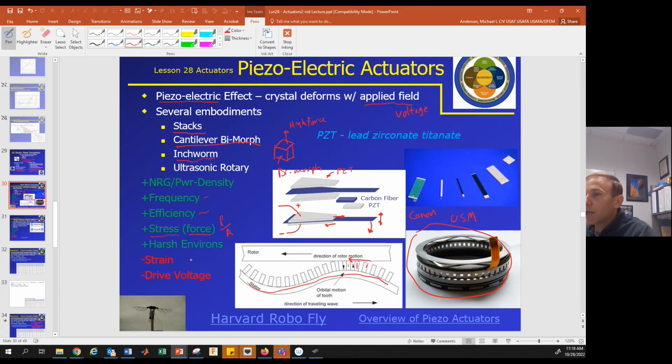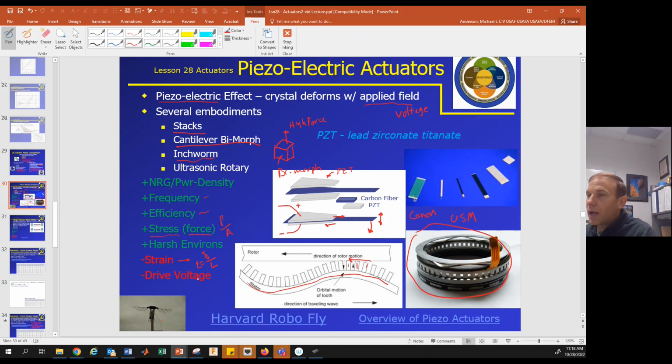Now, the problem with piezoelectrics is strain. When I'm talking about deformation over length type strain. So they do not deform very much for the size of them. So you have to figure out these clever ways to magnify their displacement. That's why we have these bimorphs or these inchworm type actuators. So depending on your application, that can be a showstopper if they don't move far enough.